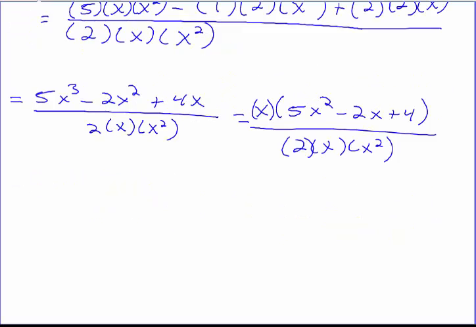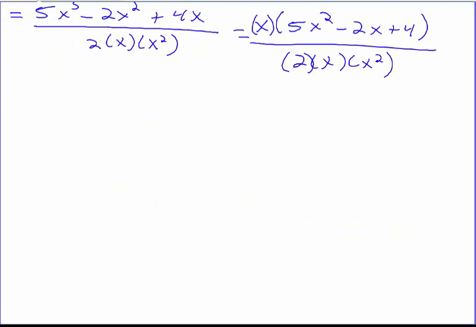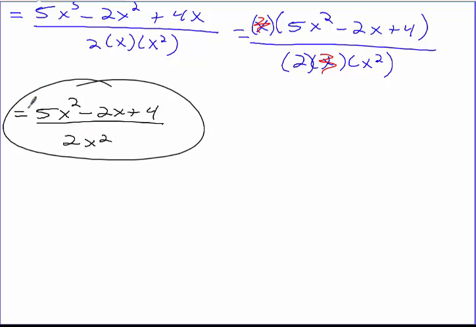And anything that cancels from top to bottom here? Just the x, right? Yeah, because there's no 2 in common for the 5. So your final answer here is going to be 5x squared minus 2x plus 4 all over 2x squared. And that's it.